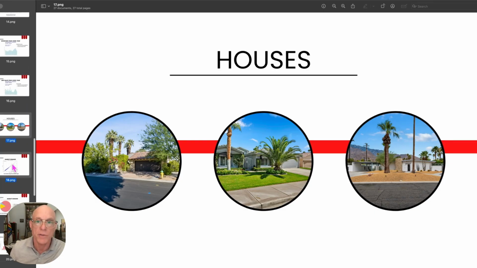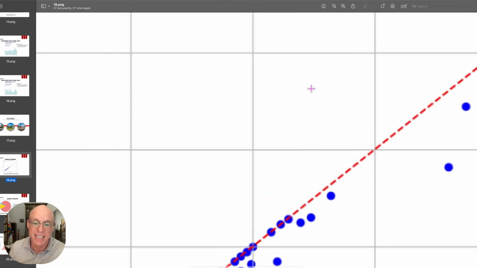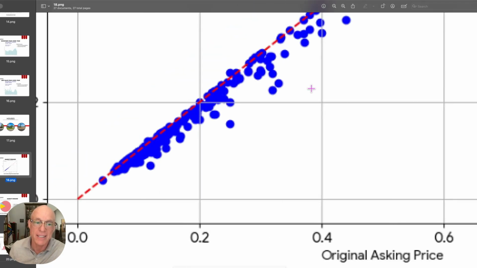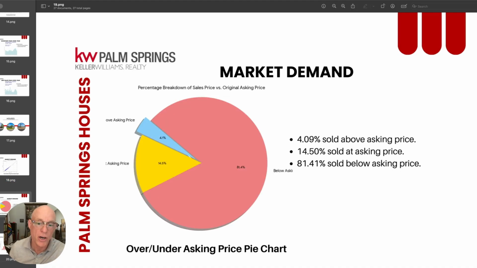Now let's look at houses. Again, our market demand, the over asking price scatter graph again shows nothing over the asking price. Maybe this one a little tiny bit. We're just looking at a market that's getting the asking price or less than the asking price. And if I go to the next slide, which is our pie chart, 81.4% of the houses sold below the asking price, 4% sold above, 14.5% sold at the asking price.